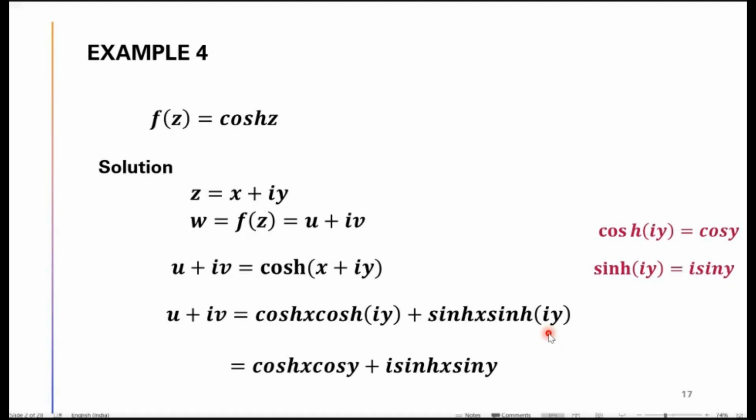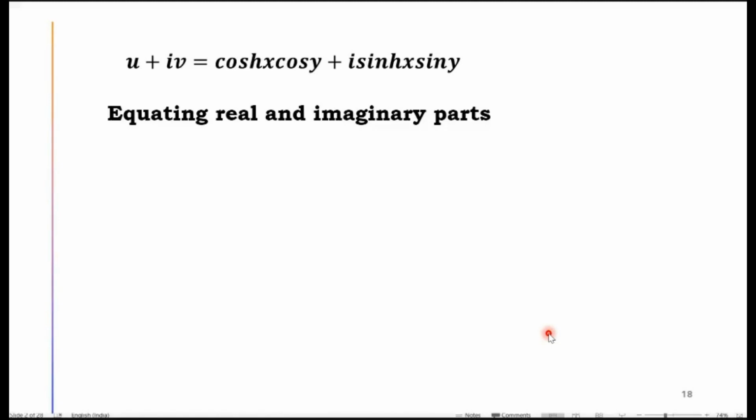Correct. Okay, again we have to write u here and v here. u is equal to cos hx cos y, v is equal to sin hx sin y. Calculate ux, uy, vx, vy, and check whether the CR equations are satisfied.